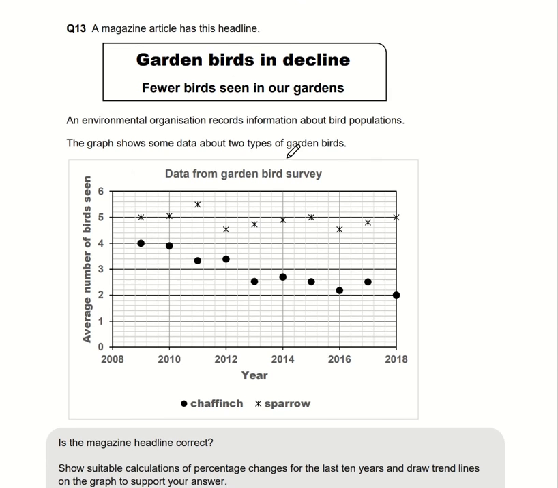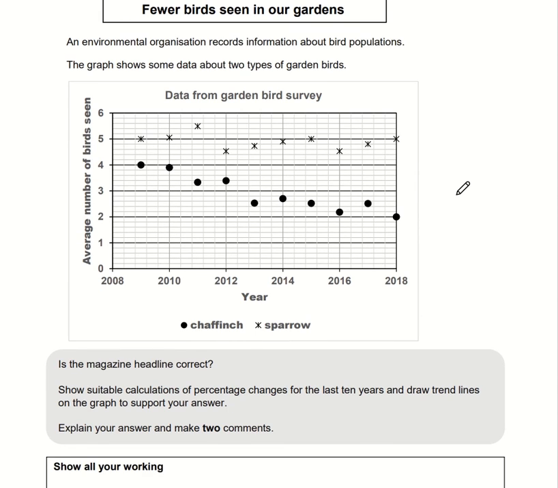Question number 13. A magazine article has got the headline that garden birds are in decline, fewer birds seen in our garden. There's the graph. Is the magazine headline correct? And show suitable calculations of percentage changes for the last 10 years and draw trend lines.